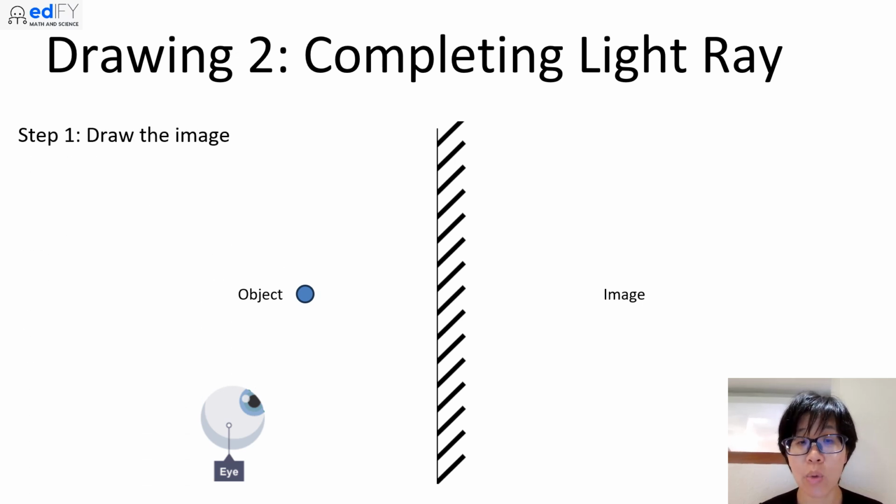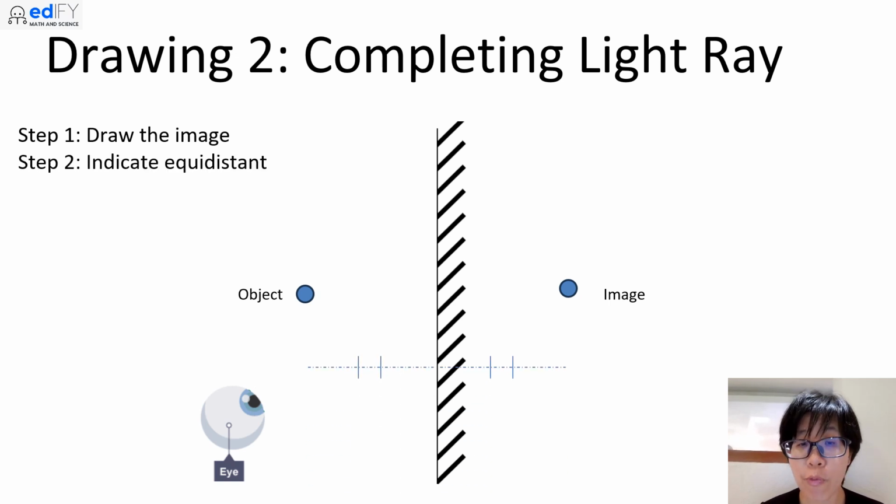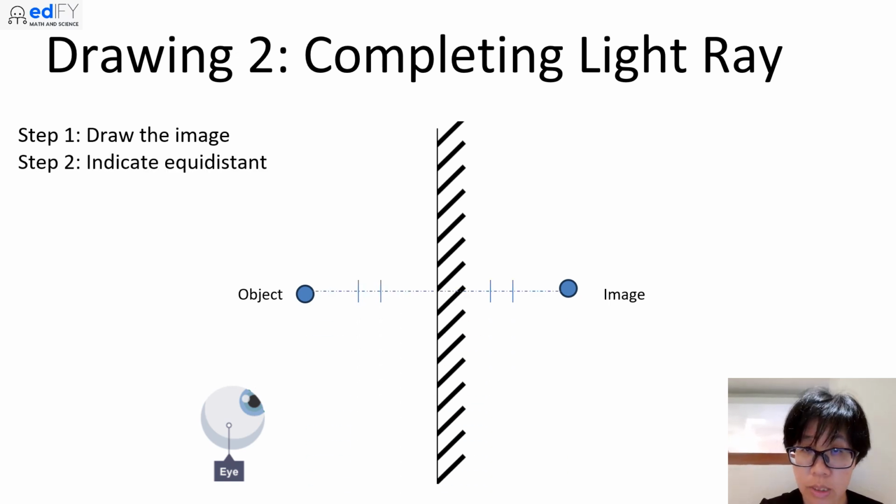Number 1, when they give you the object, draw the image. The image should be an equal distance from the mirror. So this is the mirror, and you measure the distance from this line. Okay, so the distance of the image from the mirror as well as the object from the mirror must be the same, and do indicate that it is the same.